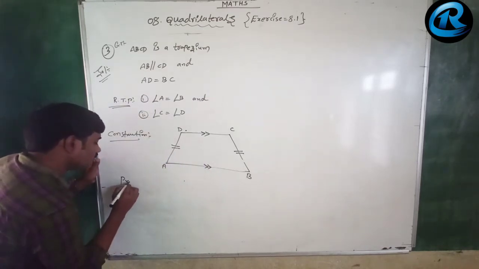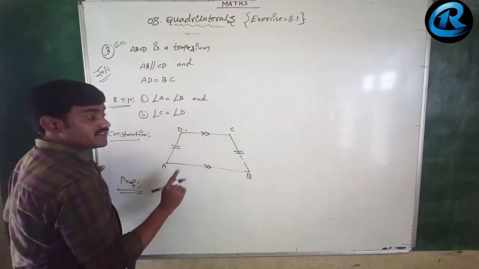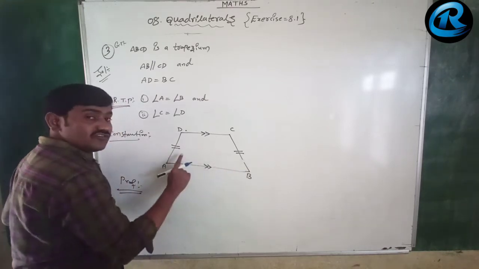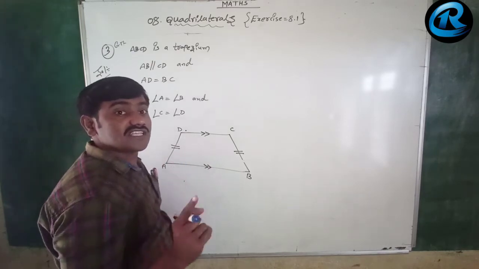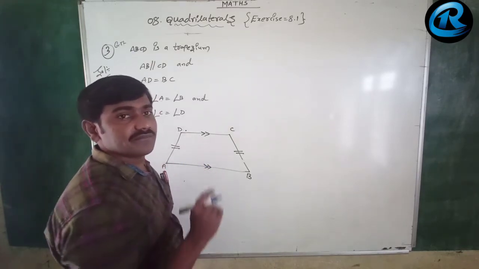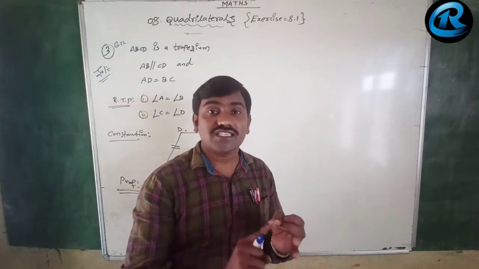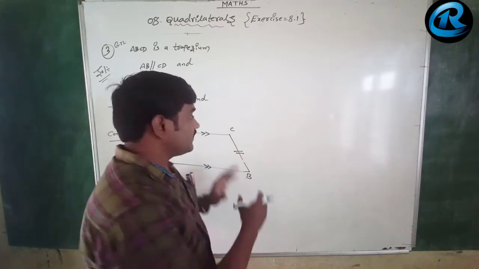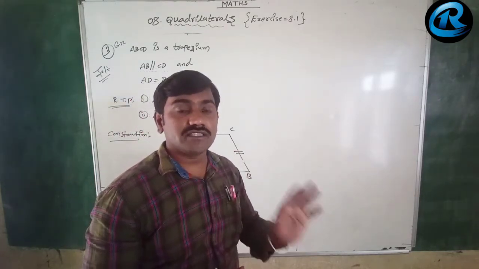Now let's go for the proof. ABCD is a trapezium, but we can observe clearly these two sides are equal. If two sides are equal in the trapezium, that kind of trapezium is known as an isosceles trapezium. As we discussed with an isosceles triangle, in the same way, if the two sides are equal in the trapezium, it will be known as an isosceles trapezium.